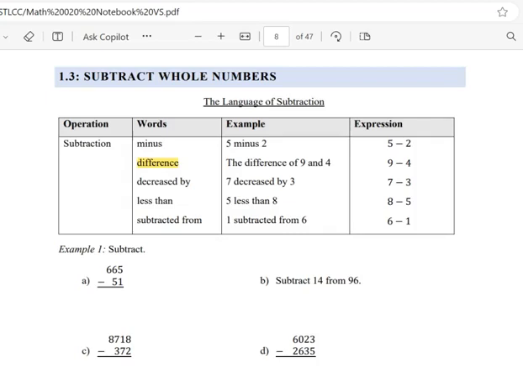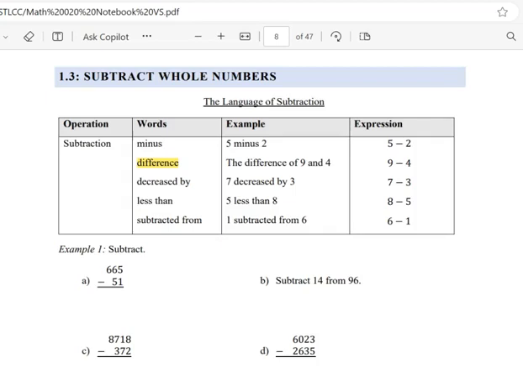So you can express subtraction using a word such as minus. 5 minus 2, pretty straightforward. And then you would write the expression 5 minus 2 just as it comes in the word description. When you use the word difference, you would put the two numbers, and whichever number comes first, that's the number that you put first in the problem. For example, when you say the difference of 9 and 4, you will have 9 minus 4.